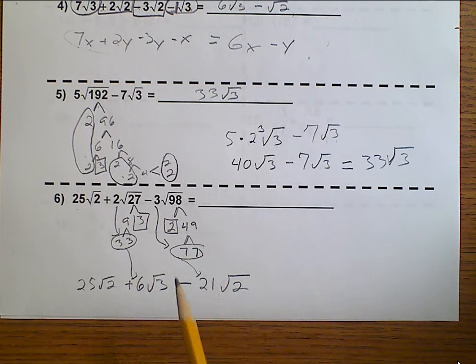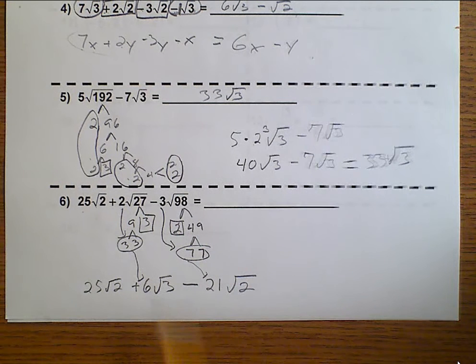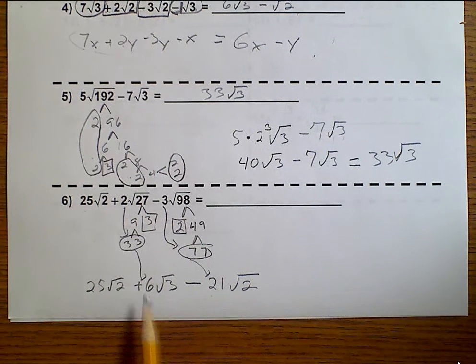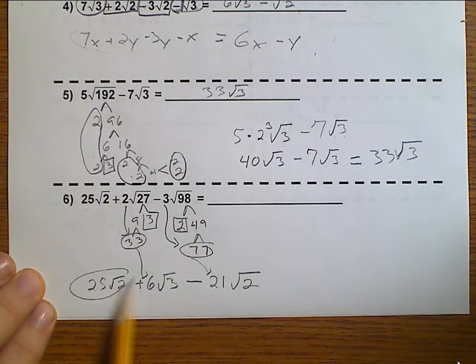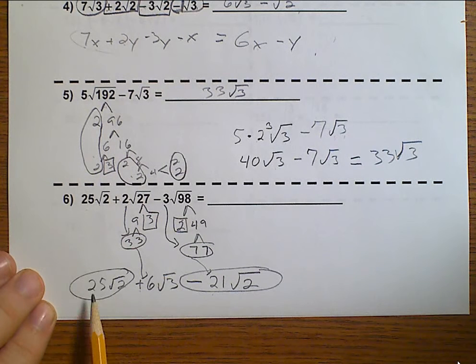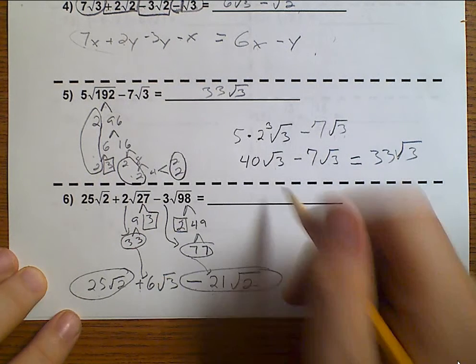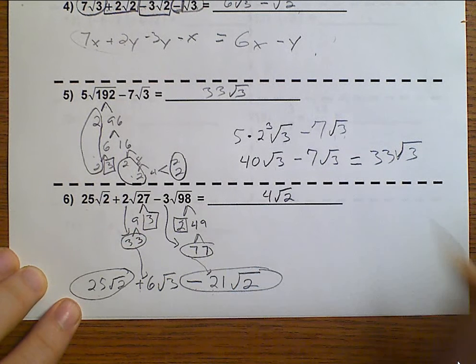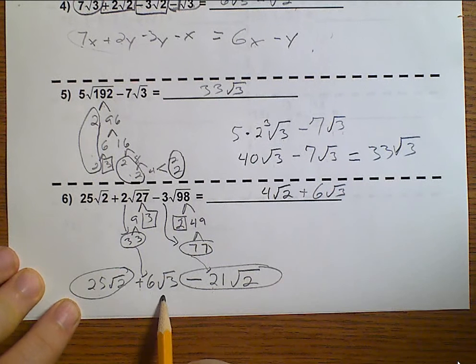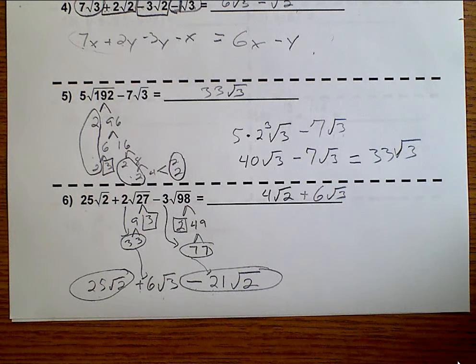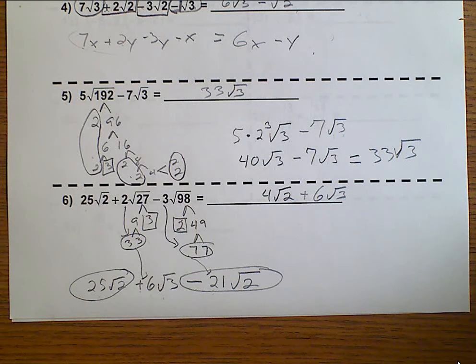Okay. Look through there and make sure you understand where the 6 came from and the 21 came from and why this is plus and why this is minus. Make sure you understand that. And now we're going to combine similar terms. So 25 minus 21 makes 4 on the square root of 2, plus 6 on the square root of 3, because there is nothing to combine that with. All right, let's go ahead and check the next page and continue working on these.